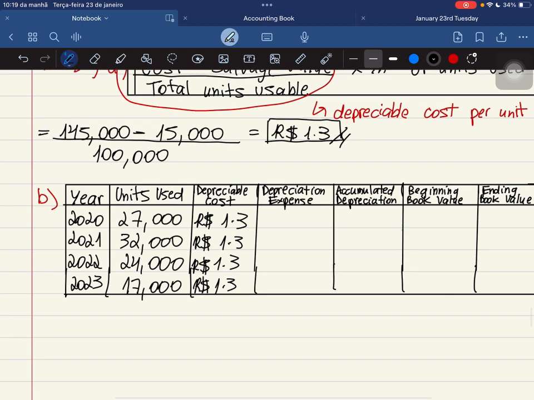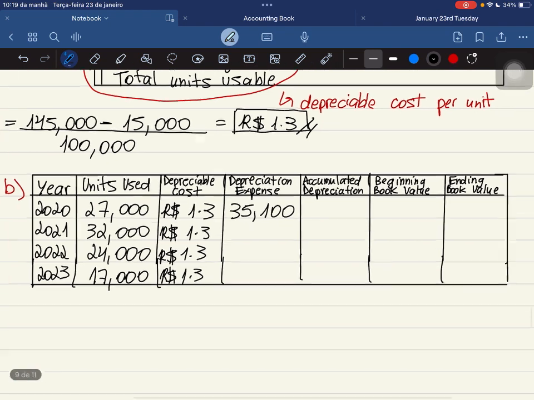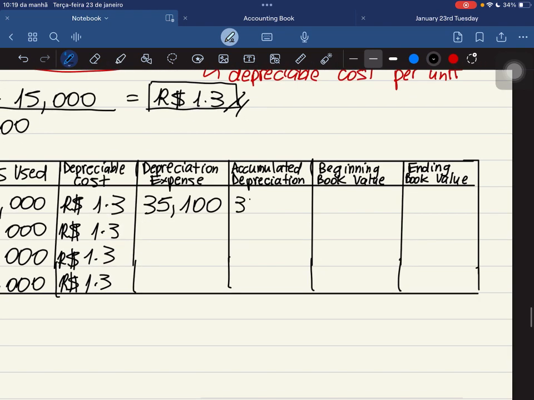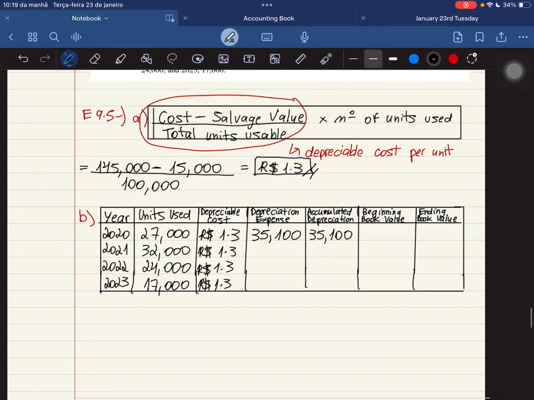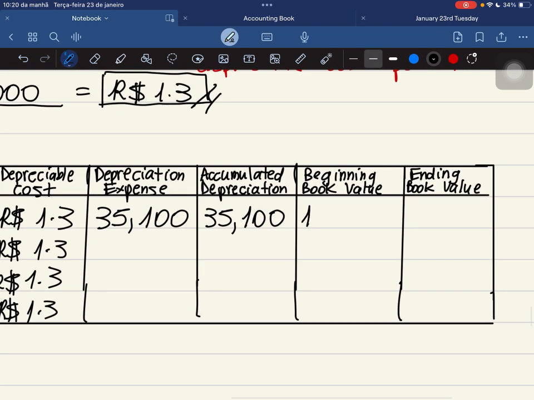For the first one, we're going to have 27,000 times 1.3 reais. That is 3,500. Okay, accumulated depreciation is the total depreciation that you had until now. Since we just have one, it's just the same thing, right? And the beginning book value, in this case, is just the beginning, right at the beginning, before depreciating anything. So this would be the cost, right? In this case, our cost was 155,000. So we're going to put this figure here.